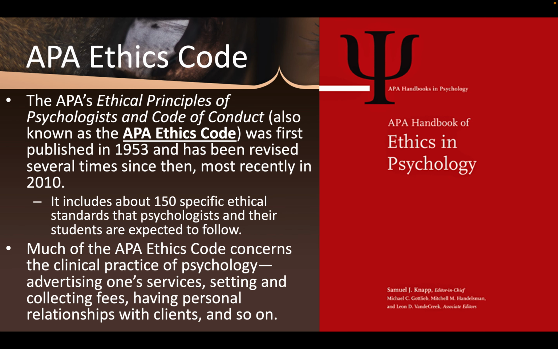The APA's Ethical Principles of Psychologists and Code of Conduct, also known as the APA Ethics Code, was first published in 1953 and has been revised several times since then, most recently in 2010. It includes about 150 specific ethical standards that psychologists and their students are expected to follow. Much of the APA Ethics Code concerns the clinical practice of psychology: advertising one's services, setting and collecting fees, having personal relationships with clients, and so on.